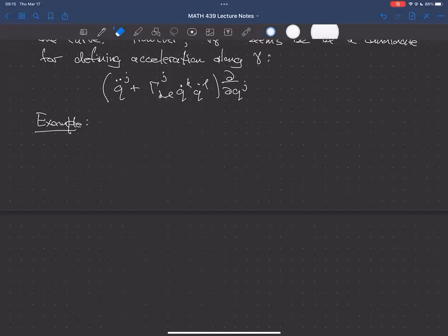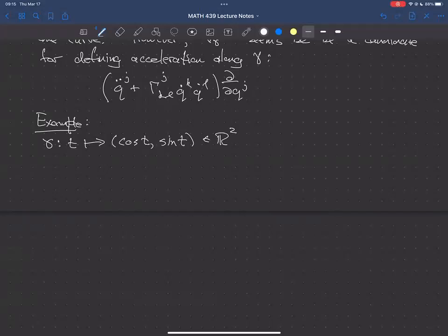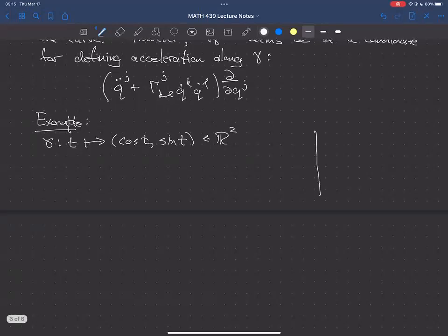So, an example. Let's consider a curve, gamma, which maps t to the point cos t, sine t in R2. So I'm just talking about a curve in R2, and we know what that curve looks like. The curve outlines a circle. I go around a circle like this. And obviously I've written the curve in Cartesian coordinates.